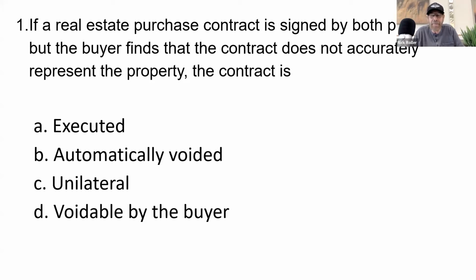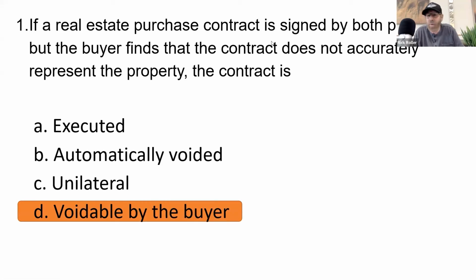Unilateral, bilateral, those are great terms. You need to know what they mean. Uni, of course, means one. Bi means two. But look at D, voidable by the buyer. If you look back up at the stem of the question, it says if a real estate purchase contract is signed by both parties, but the buyer, so we're focused in on the buyer. That's probably the best hint that D is the correct answer, and it is. So it is voidable by the buyer. And why? Because it did not accurately represent the property.